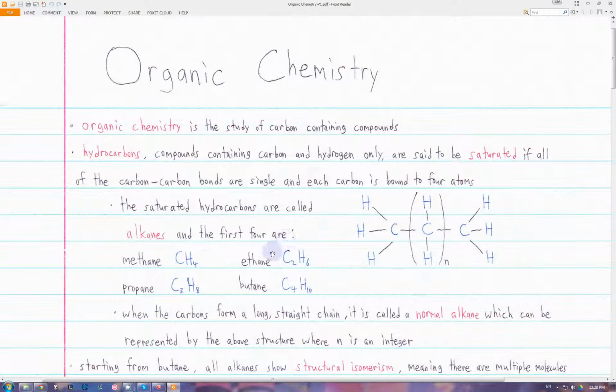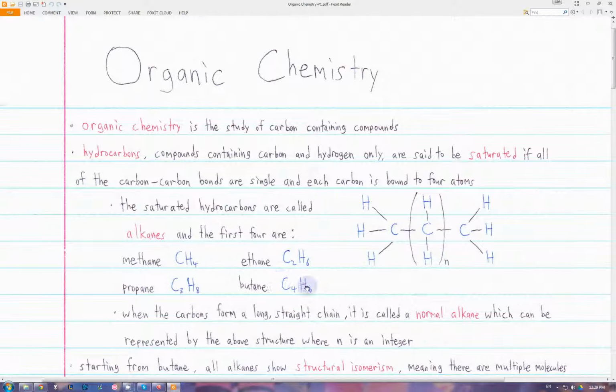And then we have ethane with 2 carbons, propane, which you can see here. Now again, each carbon is bonded to 4 different atoms. And then butane, which is 4 carbons. So the general formula for all of these alkanes, you can see, if we have n number of carbon atoms, then we have 2n plus 2 number of hydrogen atoms.